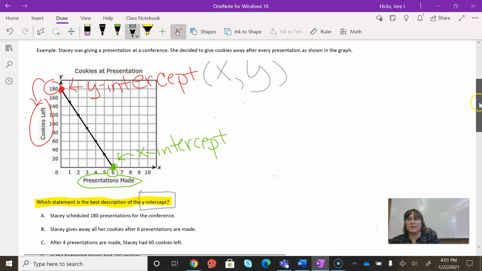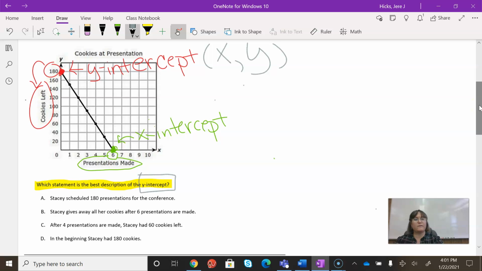I'm going to scroll down and look at that a little bit first, just to give you an idea of how you could use this even if you weren't sure how to write coordinates. Since this is dealing with 180 cookies, that's the y-intercept in red. If I look at answer choice A, it says 180 presentations. Well, 180 is the right number, but presentations is the wrong label. The 180 is with the cookies. So if I remember that, I can use that to eliminate. And then I could keep going from there.